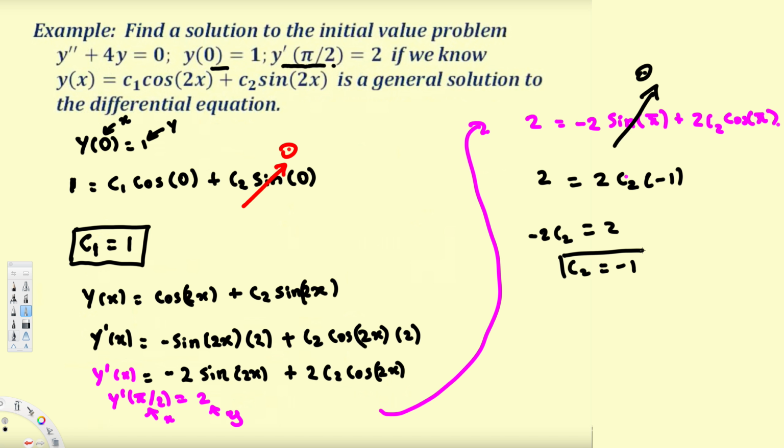Now we have c2 and c1, so we can write our particular solution. So the final answer of this one is going to be y of x is equal to c1, and we shouldn't write c1, we know c1 already. C1 is 1, so we plug it in this equation. So this is going to be just cos 2x right here, and c2 we know that is minus 1, so this is going to be minus sine 2x, and that's it.